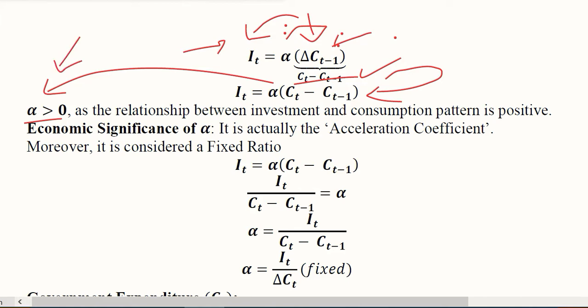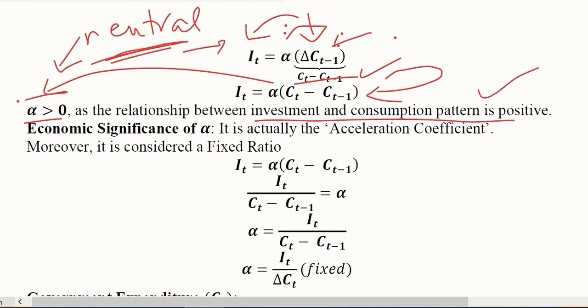Now the relationship, if it is positive, has to remain positive. So this constant of proportionality is assumed to be positive. Otherwise the relationship will reverse, which is not logically correct, that if the consumption is increasing over time, the level of investment will decrease. This is not logical, so we have to keep this a positive value. So you see that alpha is considered to be a positive coefficient. So the relationship between the two is positive. That is the relationship between investment and consumption pattern.